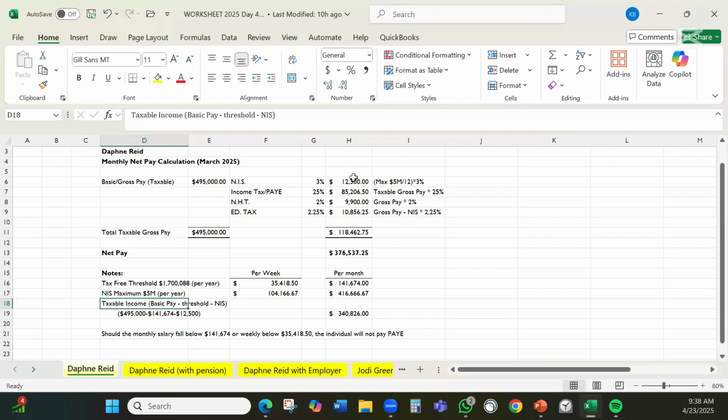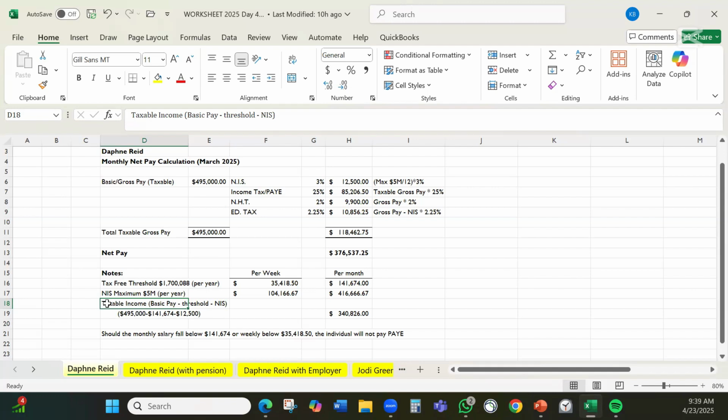So you get the NIS tax-free, right? Now, if you make less than 141,674 a month, it's non-taxable. I have a note here. So if the monthly salary falls below that, or this amount per week, then the person will not pay PAYE.